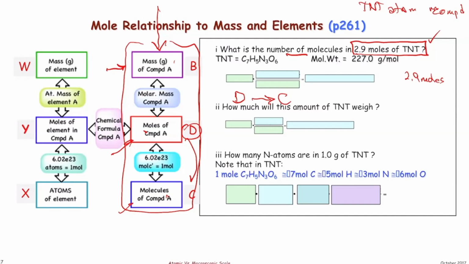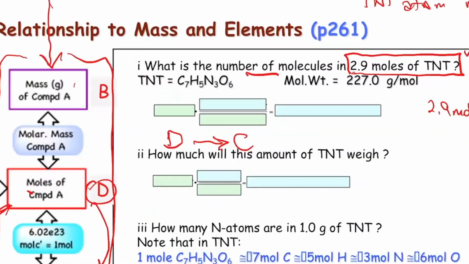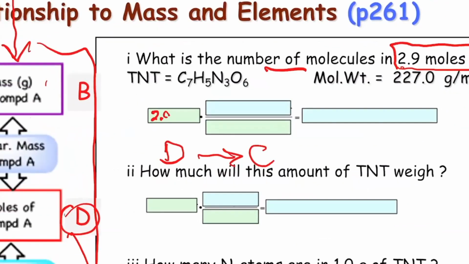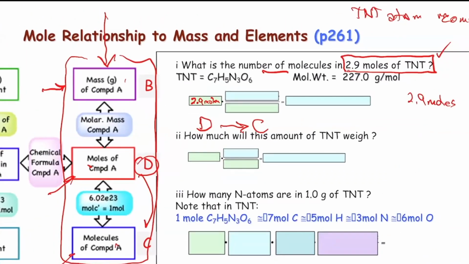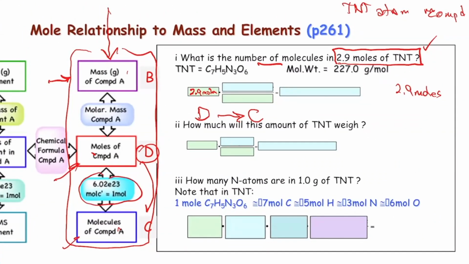You start with the information that's given. So I'm going to put 2.9 here, 2.9 moles. And according to this chart, I need Avogadro's number in order to go from D to C. So what is Avogadro's number? 6.02 times 10 to the 23rd anything, in this case molecules, equals 1 mole. So I have moles here, I need moles down here, and molecules up here. I abbreviate molecules, by the way, MOLC.